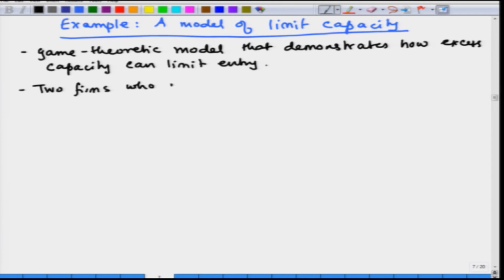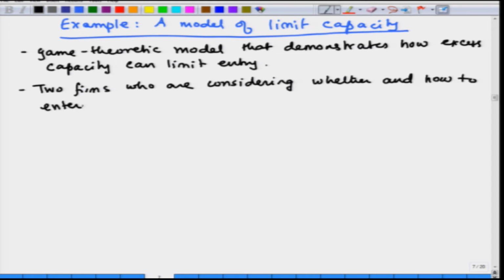who are considering whether and how to enter, and we will assume that the goods are homogeneous and their marginal cost of production is equal to 0. So, we will also assume that the marginal cost of production of the firms is equal to 0.